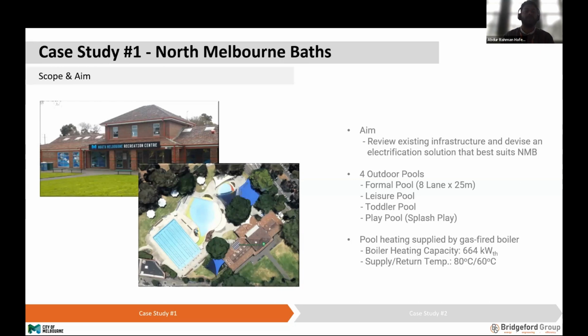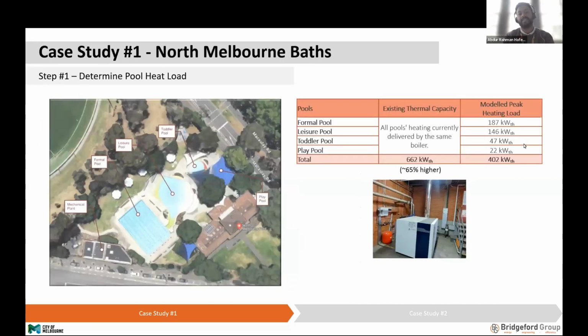And that's when we pulled Bridgeford Group in to help us with the how, and how we could deliver this project. So I will hand over to Jordan for the next slide, and he will take you through the complexities of the site. Thanks, Hafeel.